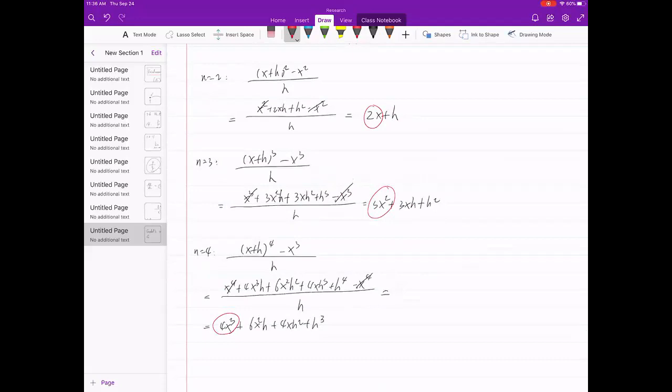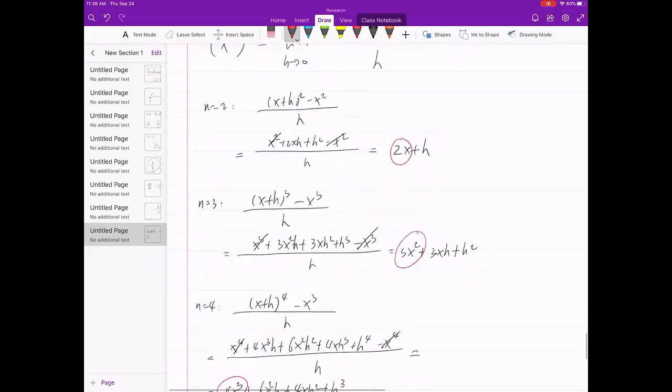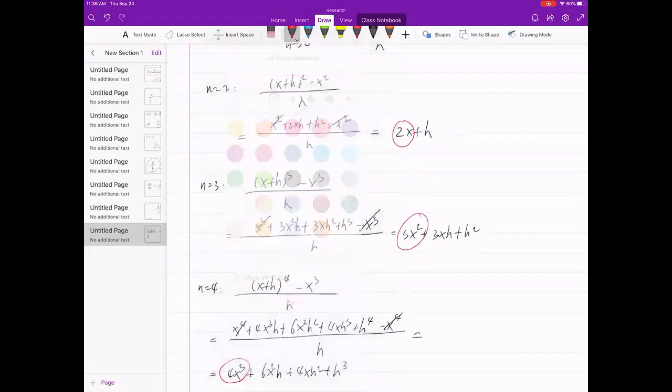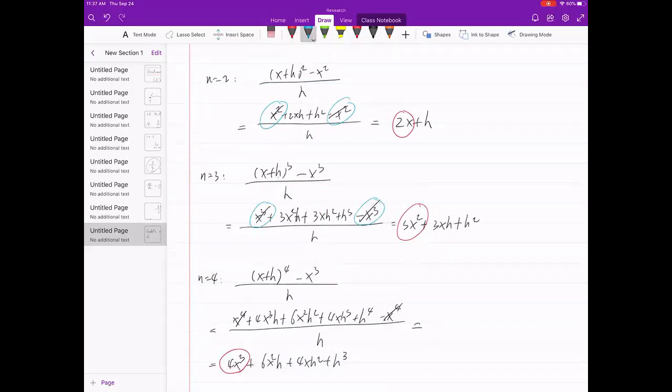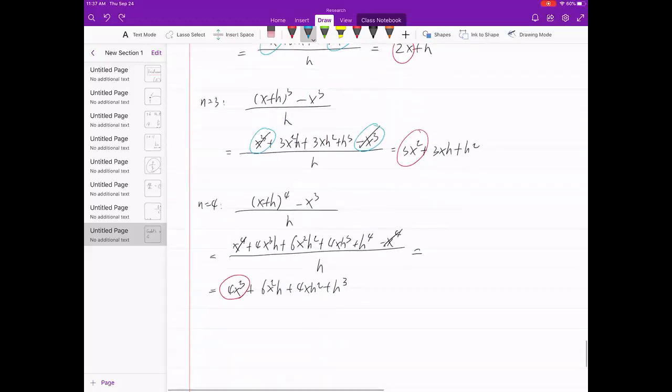Do you observe that? Well, several things. Number one, the first term always cancels. Which kind of makes sense, right? If you have x plus h to the nth power, the first term will be the same as the term here. So they always cancel each other. So we don't have to worry about it.